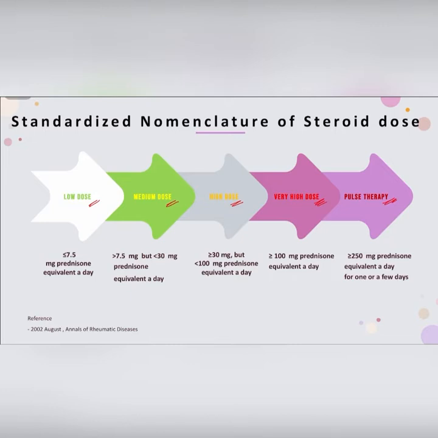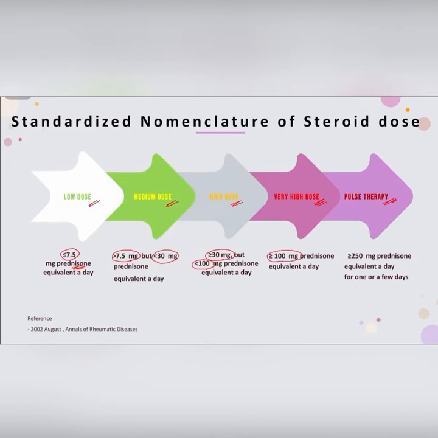doses are based on prednisolone. If we give less than or equal to 7.5 milligram prednisolone per day, it is low dose. Medium dose is greater than 7.5 milligram but still less than 30 milligram per day. If we give greater than or equal to 30 milligram but still less than 100 milligram of prednisolone per day, it is high dose. Very high dose is giving greater than or equal to 100 milligram prednisolone per day.